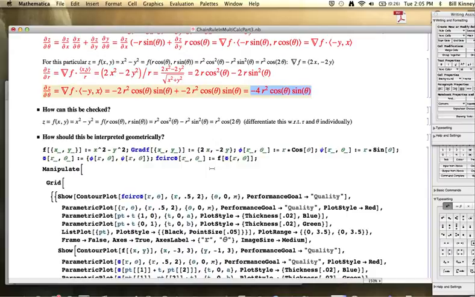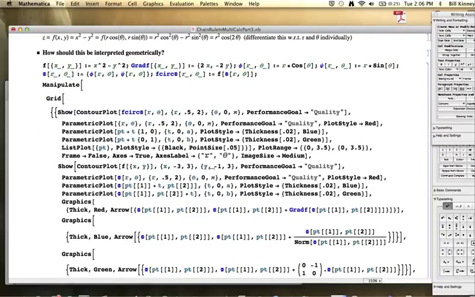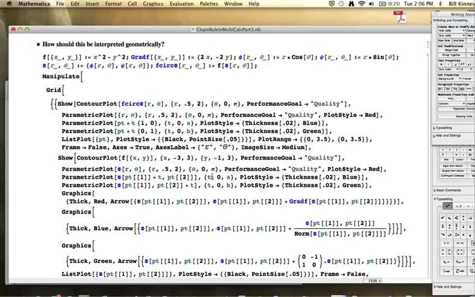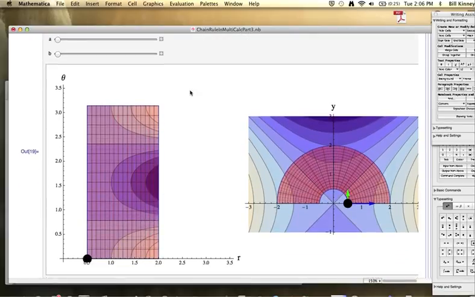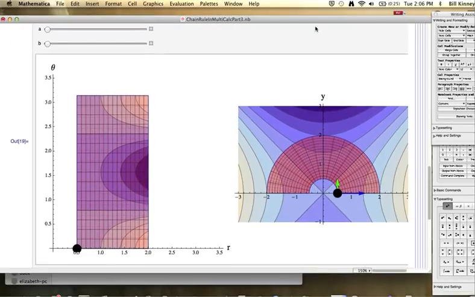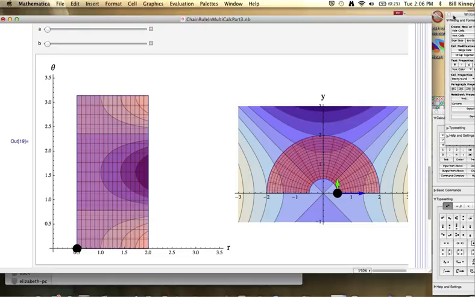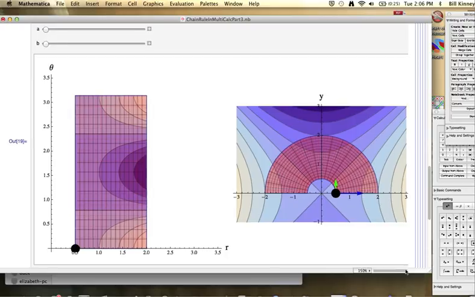All right, let's focus now on how to interpret this geometrically. So what I have here is some Mathematica code that will generate a couple of pictures, side by side, that we want to think about to help us understand how to geometrically interpret the chain rule. Notice first of all how these plots are labeled.